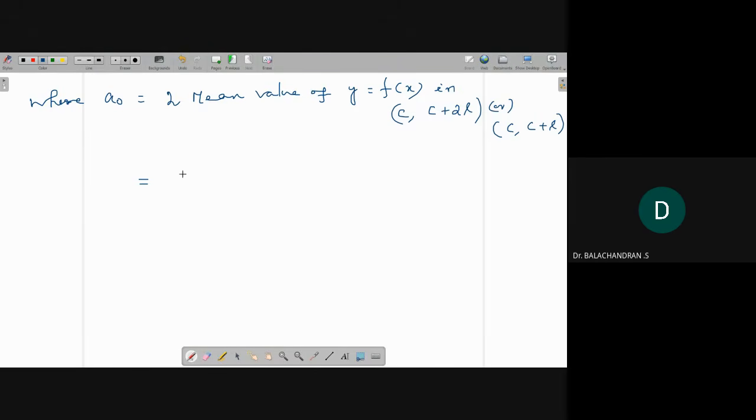So a naught is 2 times the mean value of f of x, that means the sum of y, or sum of f of x, divided by n. I will tell you later what n is: n is the number of ordinates given in the table. So this is your a naught.